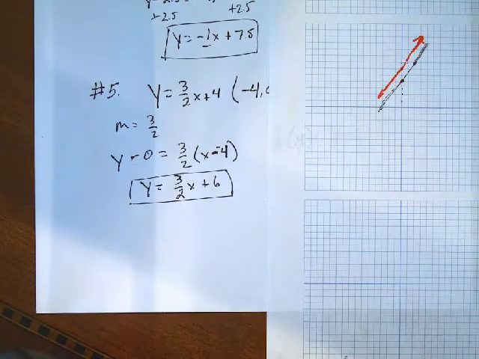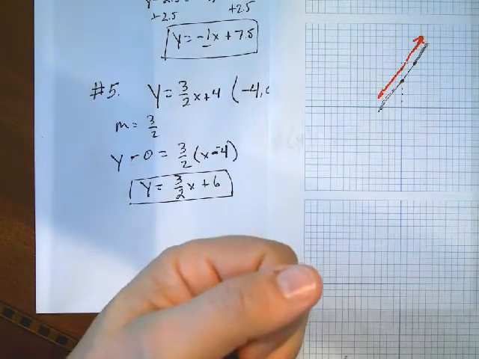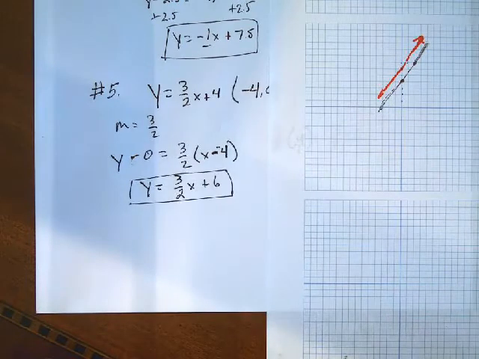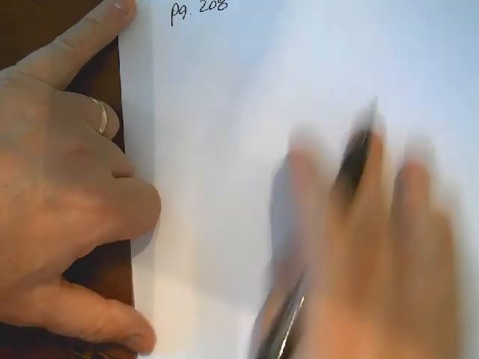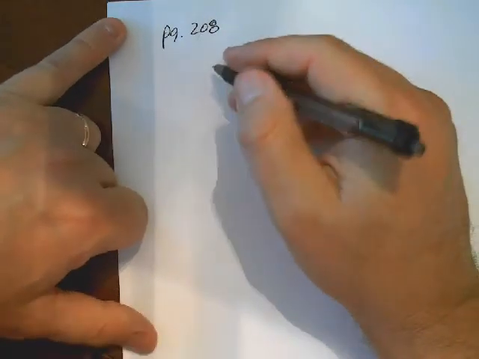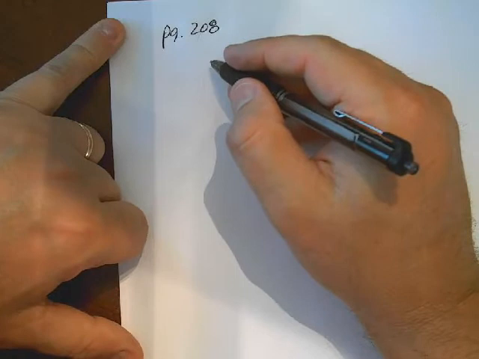All right, so now let's do the exact same thing with perpendicular. Let's just go ahead and go over to page, what is that, 208. All right, page 208. We're going to do your turn. Let's go, is that 7? Yeah, number 7.